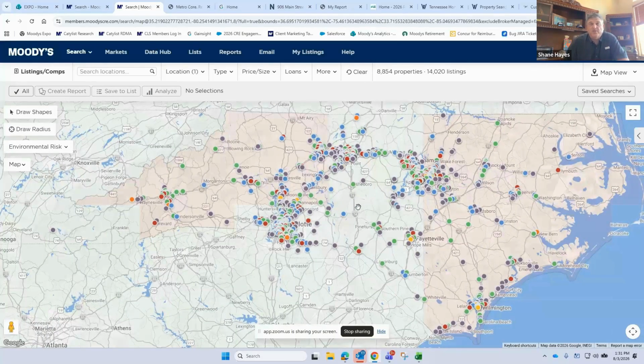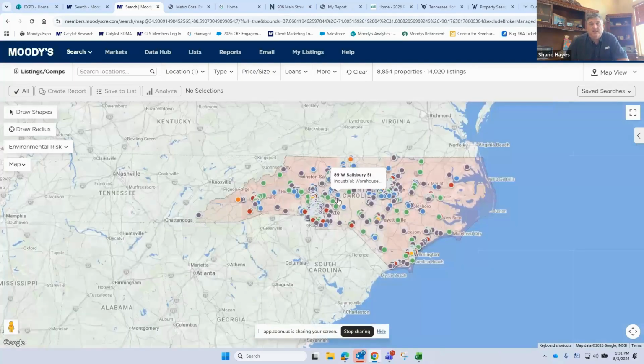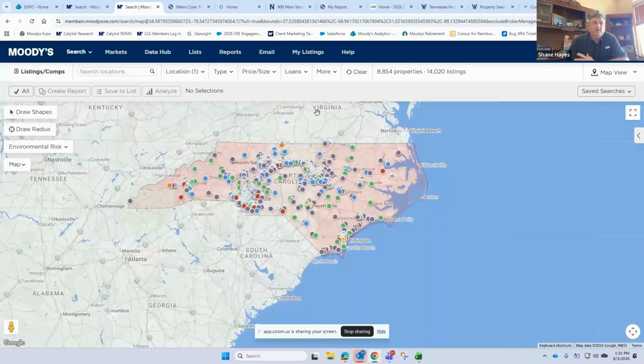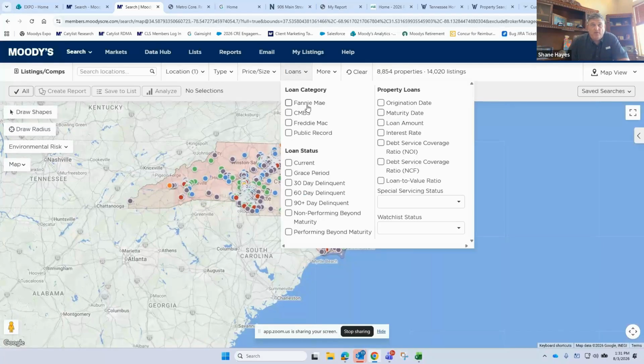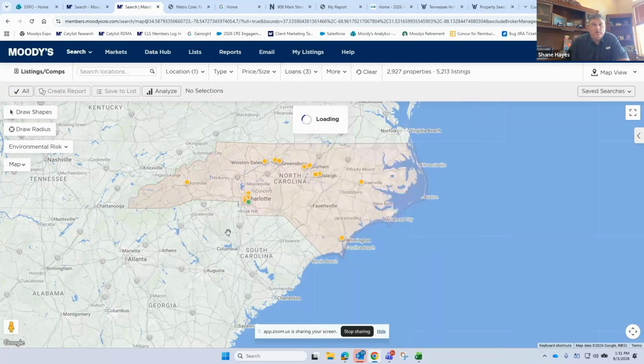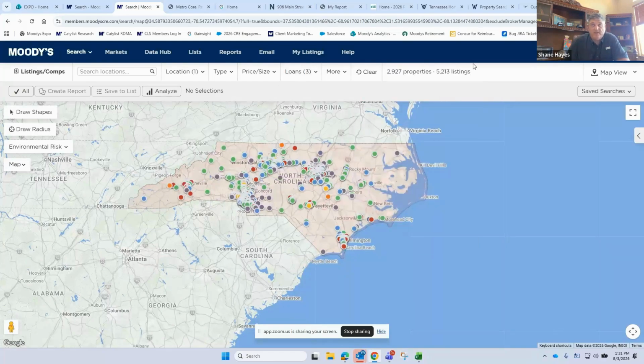All right, so what I'm going to show you now is the loan data that we have. Right here in the loans tab, we have all these different sources we gather loans from: Fannie Mae, Freddie Mac, that's all public record information. So I can click those and show you where all these properties are that we have loans on. We have 2,900 properties where we actually have loan information.